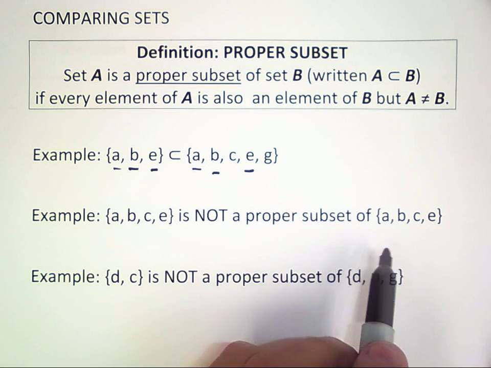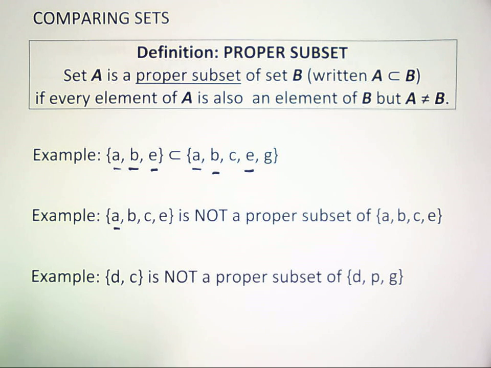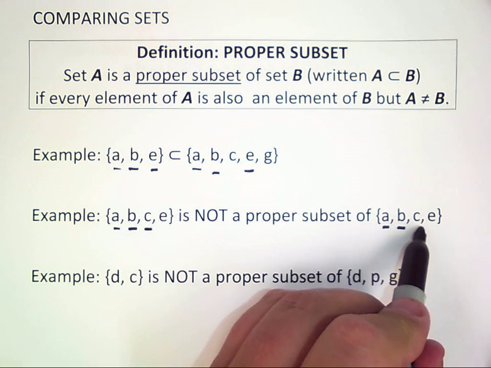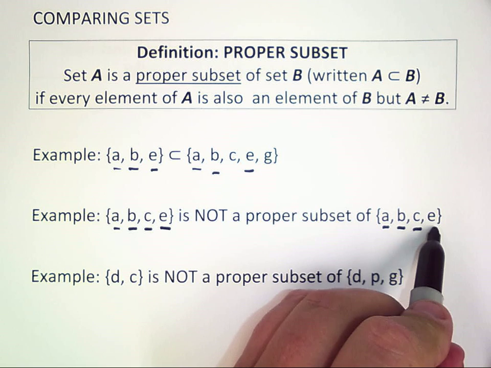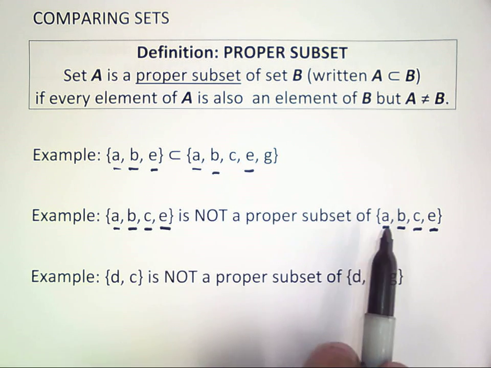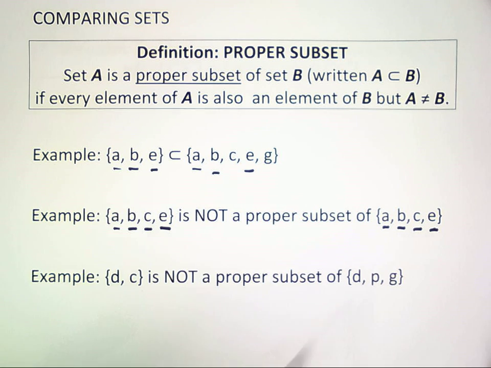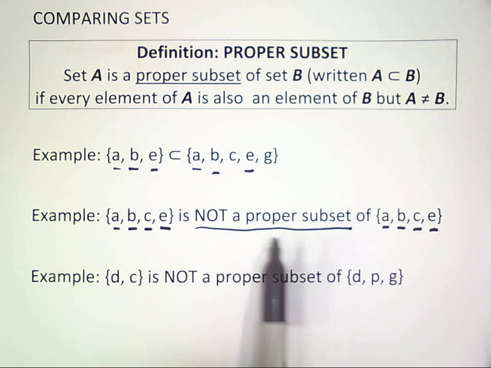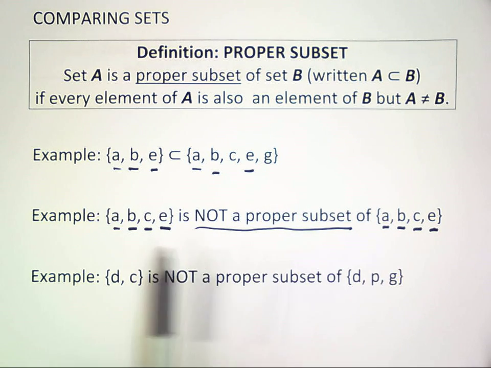However, if you look at this second example, there's an A that appears on the right, that B appears on the right, that C appears on the right, and that E appears on the right. So the set containing A, B, C, E is a subset of the set containing A, B, C, E from the previous definition, but it's not a proper subset because a proper subset does not allow them to be equal. So it's the same idea as a regular subset, except it throws out the one case when the two sets are equal.